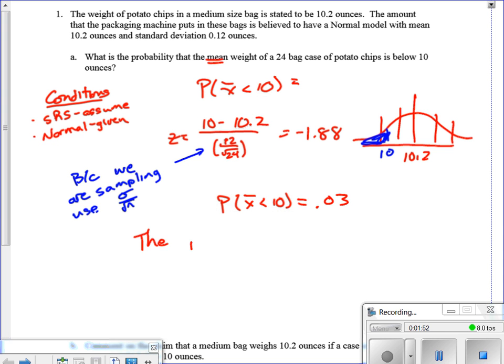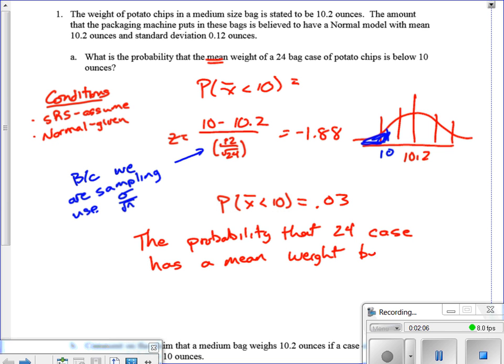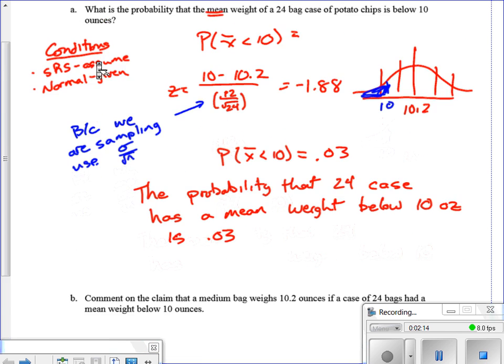So the sentence: the probability that a 24 case has a mean weight below 10 ounces is 0.03. Now part B is just using that information.